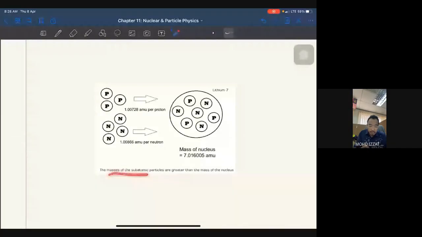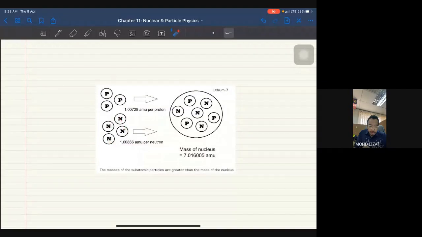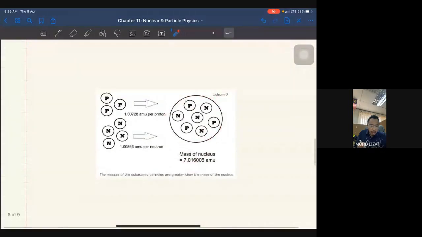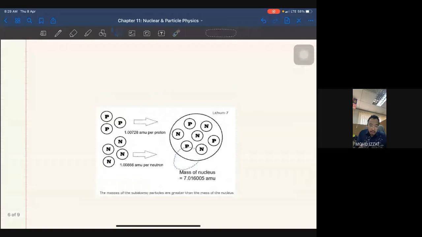For example, here you can see the individual proton weighs 1.00728. The individual neutron has this weight. So you should have 3 protons and 4 neutrons, but the nucleus weight is this one. Okay, let's try to calculate how big the difference is.